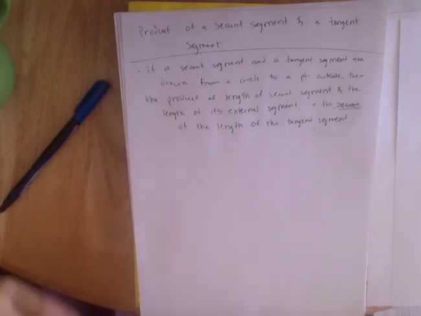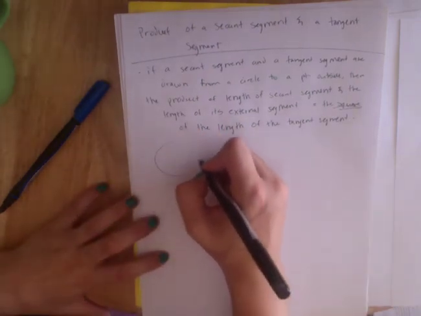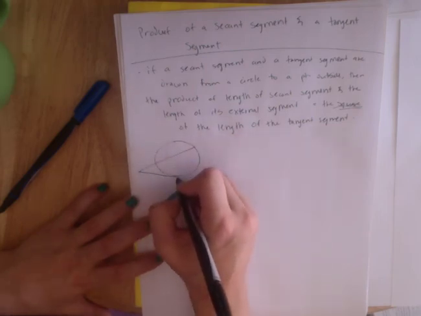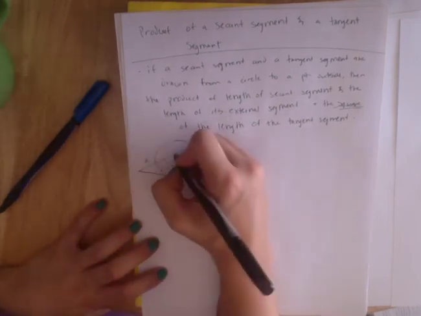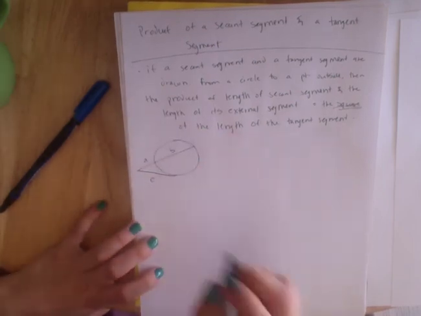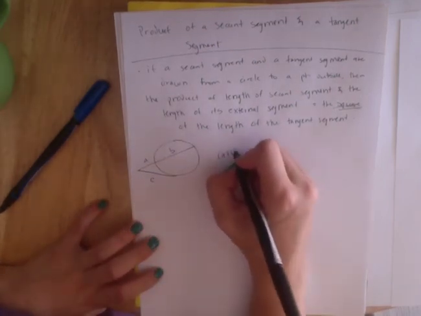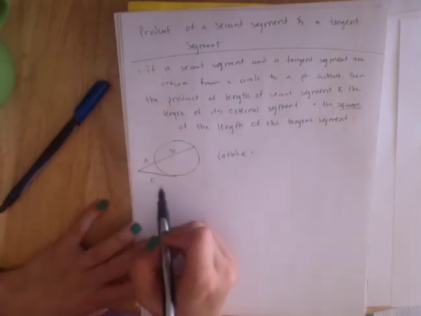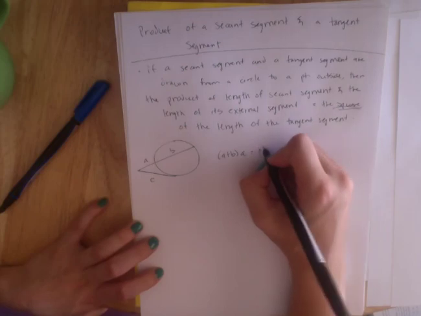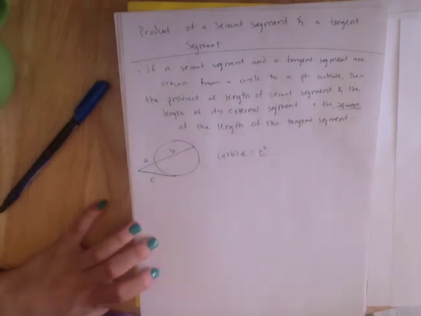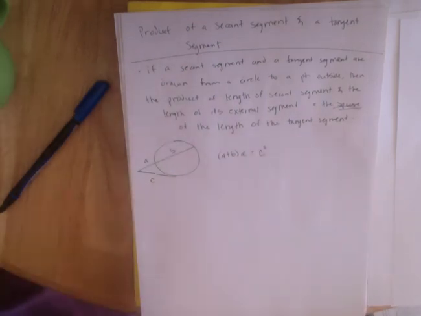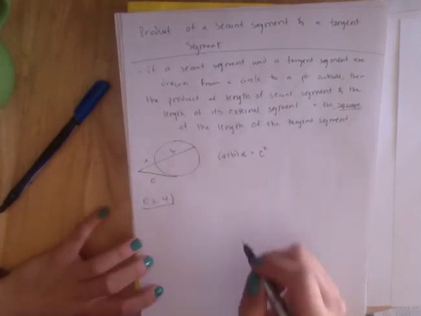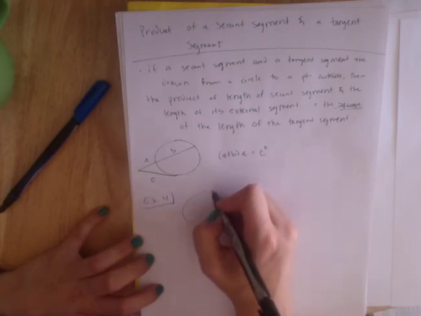Okay, so if I have this circle, this is my secant, this is my tangent. If I call this A, B, C, I do the same thing for my secant, my whole times my outer, equals, now in my tangent, my whole is my outer. So I have C squared. Okay, and let's do an example. This will end our lesson.